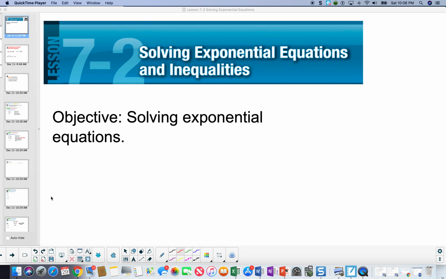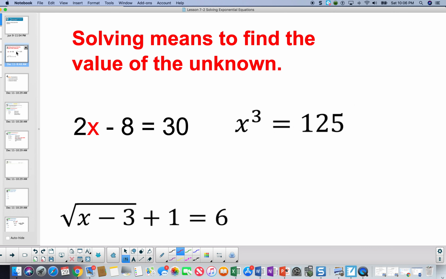7-2, solving exponential equations. Solving means to find the value of the unknown. So in this first equation, we solve for x. Or we take the cube root of both sides to solve for x. Or over here, we're going to do multiple steps to get x by itself.